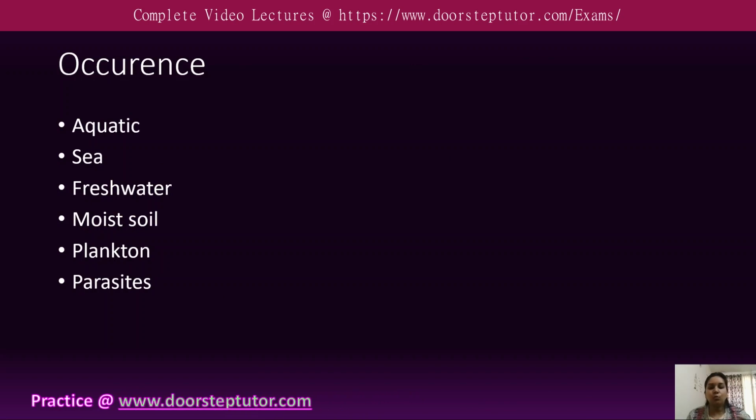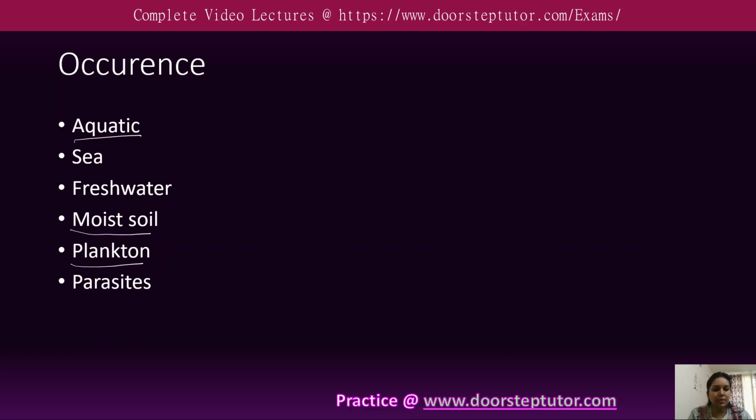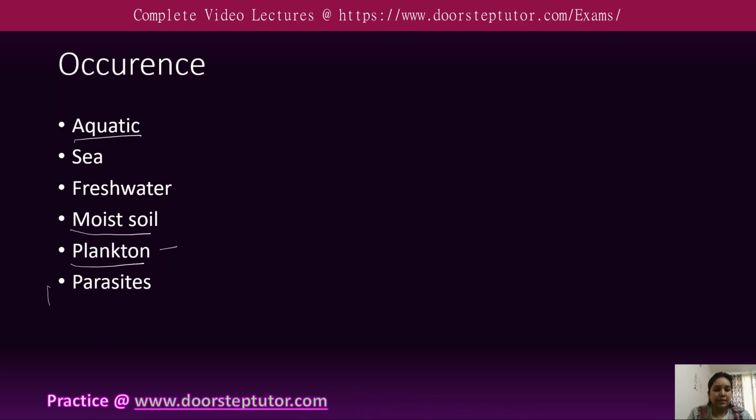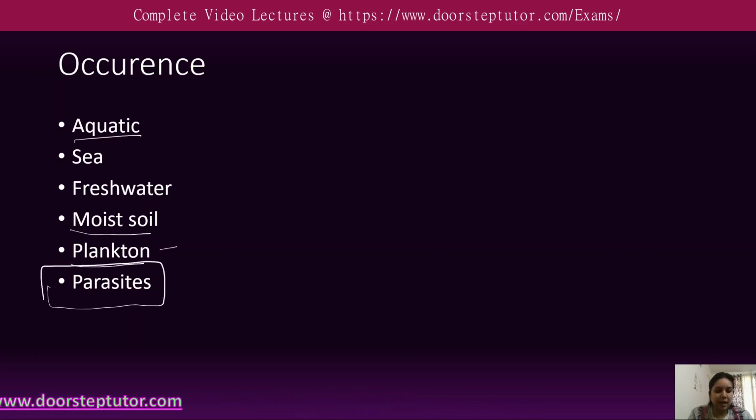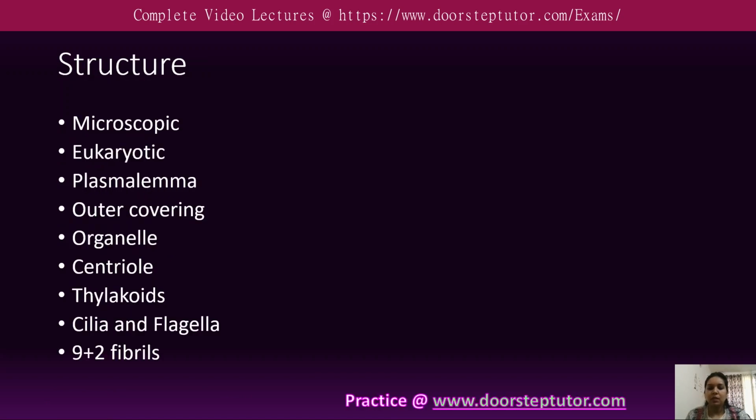Now let's see where these Protista actually live. They are mostly found in the aquatic environment, either in fresh water, marine water, or sea water. So they are aquatic organisms, and sometimes they are present in moist soil also. They are present in water bodies, which is why they are termed plankton. In certain cases, they are actually parasites, meaning they live inside or on the body of other organisms.